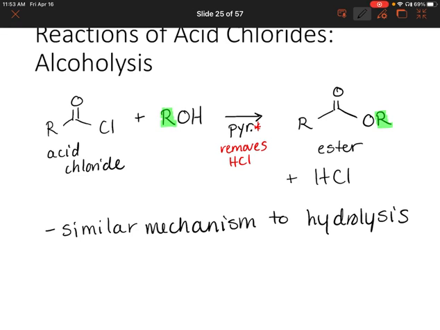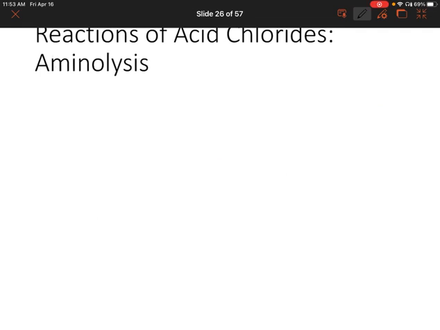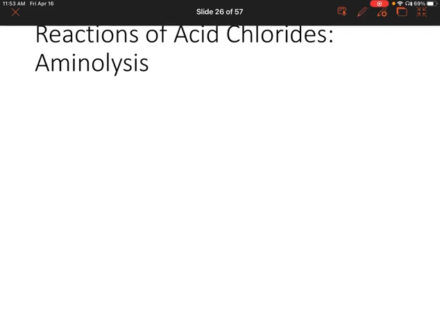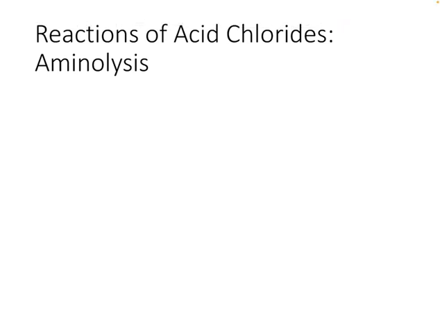Now, our last set of reactions that we'll talk about in this lecture are called aminolysis. So that's where we're going to create amides. Now, remember there are 3 different types of amides. We have primary, secondary, and tertiary amides, and it really just depends on how many alkyl groups are bonded to nitrogen.